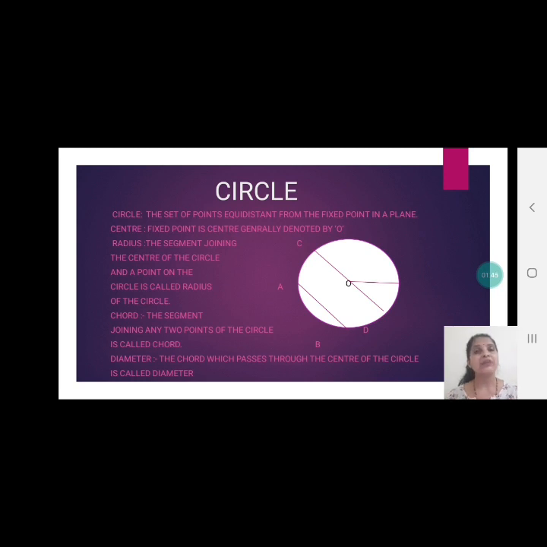After that is the diameter. A chord passing through the center of the circle is known as the diameter. Diameter is the longest chord of the circle. As there are infinite number of chords, circle has infinite number of diameters. Diameter is 2 times the radius and vice versa. Radius is half the diameter.